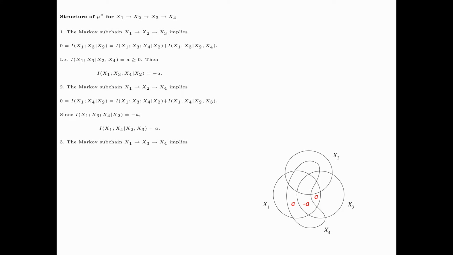Now we consider the Markov subchain x1, x3, x4, which implies I(x1; x4 | x3) is equal to 0. Again, we write this as the sum of two information measures. The second information measure is seen to be equal to A, and so the first information measure must be equal to minus A. This is indicated in the information diagram.